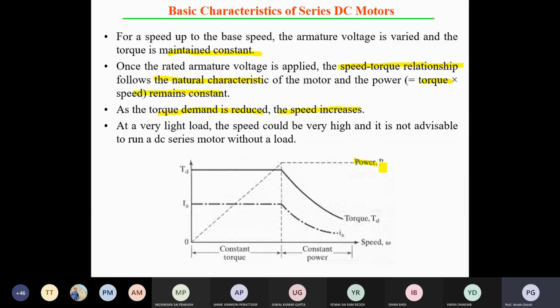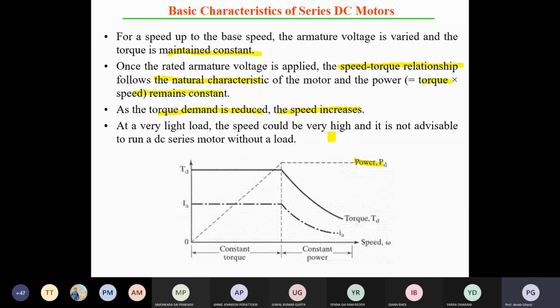So you know that maintaining the power fixed, up to that value, the power will be fixed. But here, if you make the torque and current change, the power also varies linearly, considering all those two points. Okay, at very light load the speed could be very high, and it is not advisable to run the DC motor without load. So these are the very basic points.